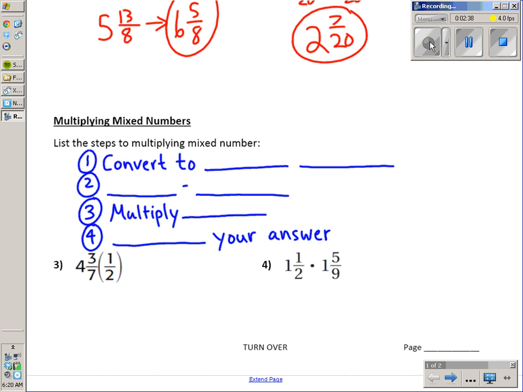Alright, so the next part of the lesson goes on to multiplying mixed numbers. Again, we're going to list out the steps, do a couple practice problems, keep it moving here. So the first step, if you haven't written them out already, please pause and do so. We want to convert these fractions into improper fractions.